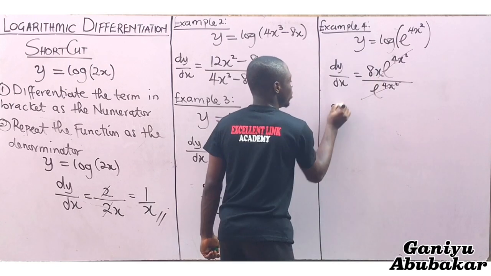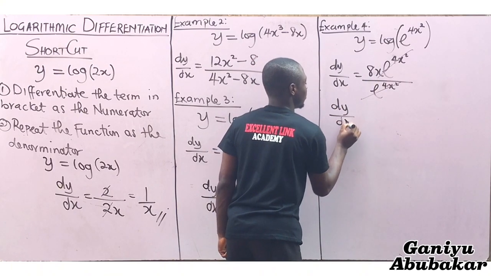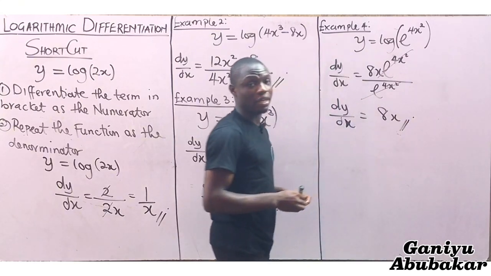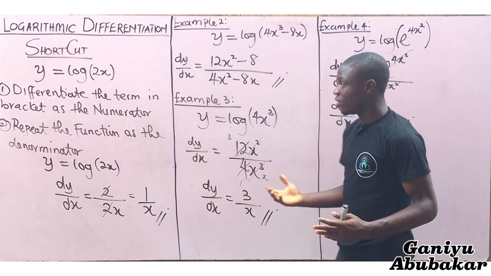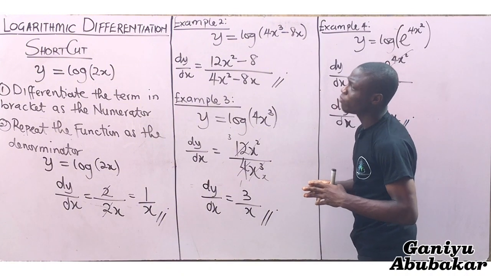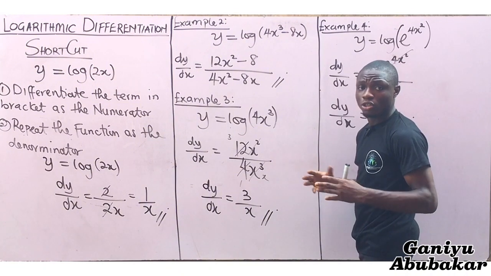Left with what? dy over dx is now equal to what? 8x as my answer after differentiating using the concept of logarithmic function of differentiation shortcut.